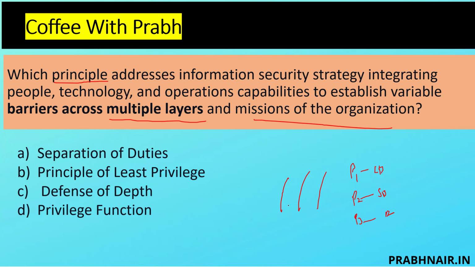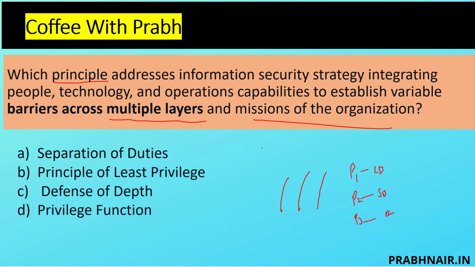Second is the principle of least privilege. Only the necessary rights are assigned to the user to perform the duty, not less, not more. So that is called the principle of least privilege. For example, if I join as a system administrator, I will do system administration activity only. They will not give me more privilege than that.